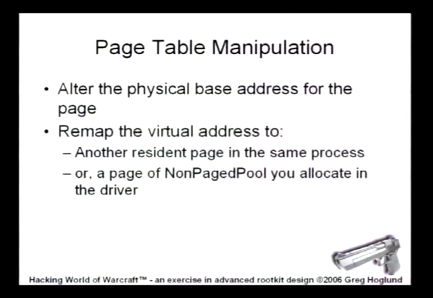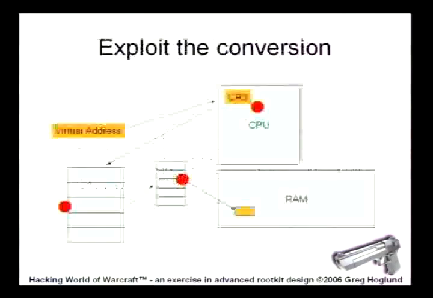So with page table manipulation, the way that I had originally done it is I allocated non-paged pool memory, so I didn't have to worry about being paged out, and I used that physical address as the remapping point when I have the cloak in operation. There's an entire path of places we could, in theory, exploit the system. We could exploit the register that points to the page tables. We could exploit the page directories or the page tables themselves. We exploit the page table itself to point elsewhere in RAM.